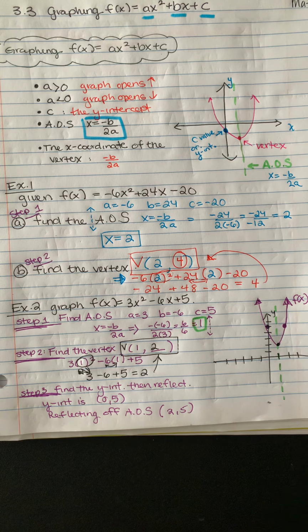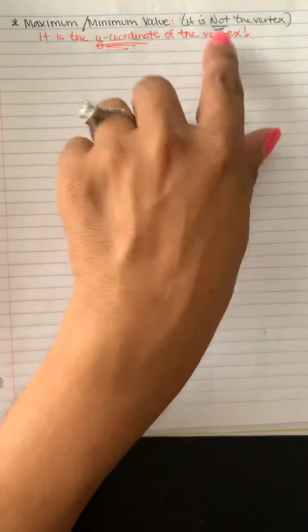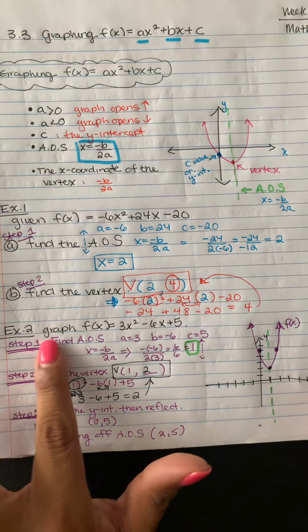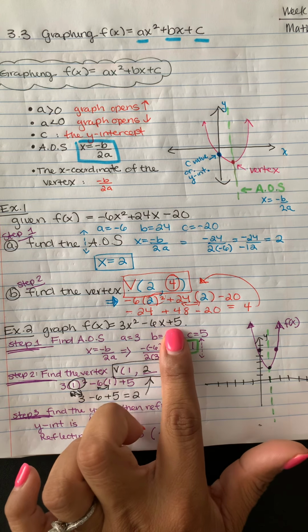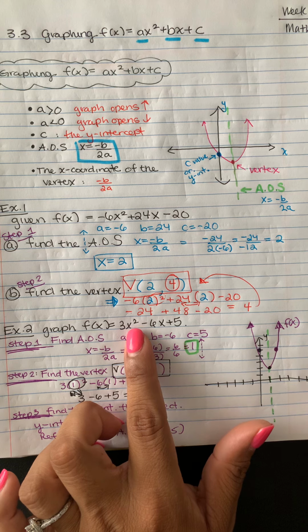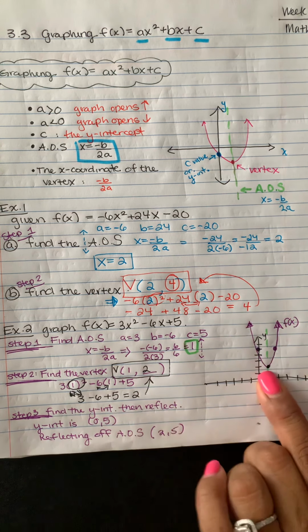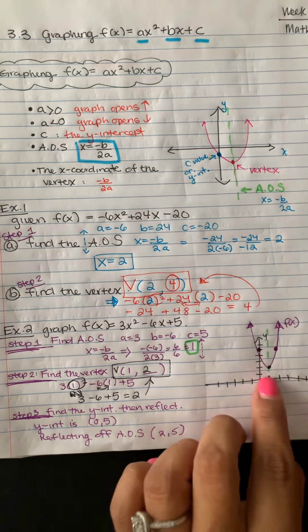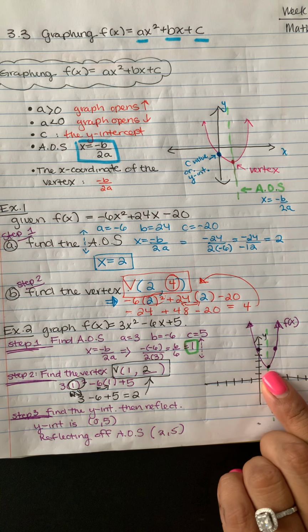So I do want to mention this vocab word, maximum and minimum value. Maximum and minimum value is not the vertex. It is the y-coordinate of the vertex. So if we look at this function, this equation, in this case it's our minimum value. Our vertex is the lowest point, so think minimum. Lowest, minimum value. And it's our y-coordinate, which is 2. So we have a minimum value of 2.